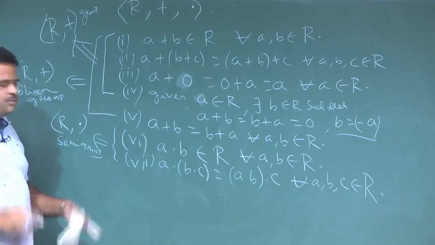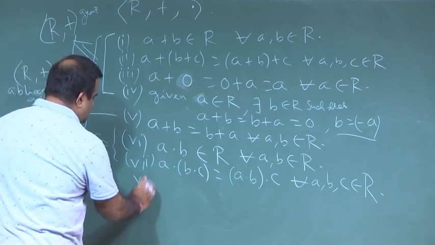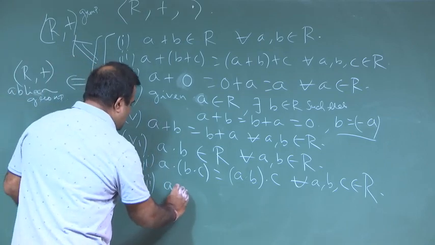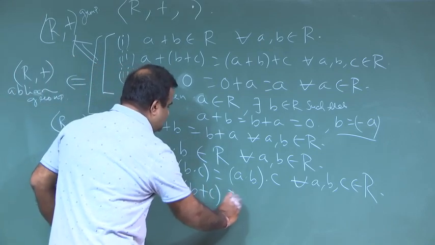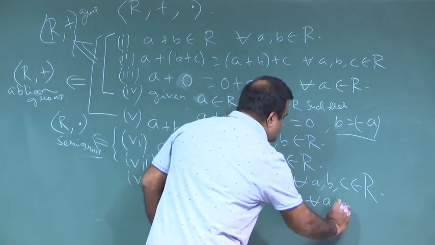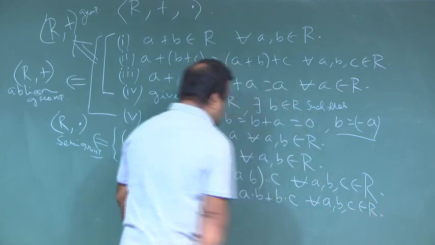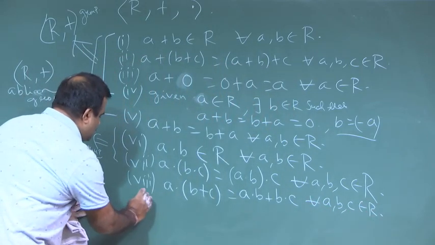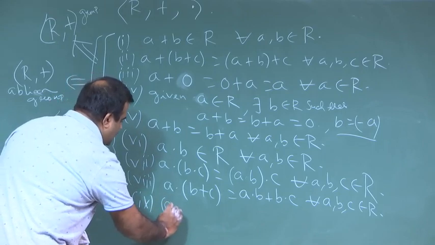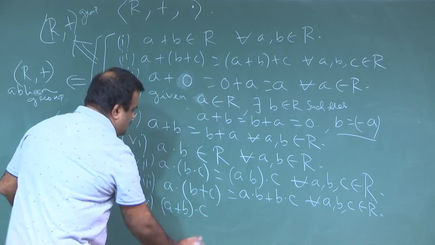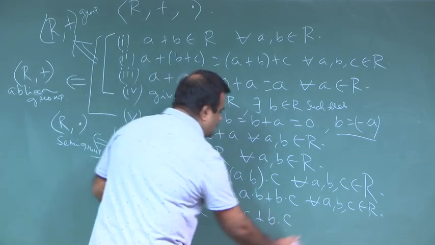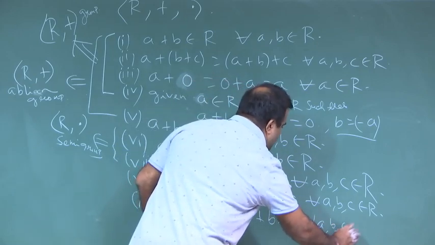And then we have the distributive laws. So, this is 8. The left distributive law is basically a dot (b plus c) is equal to a dot b plus a dot c, and this must be true for all a, b, c. This is the left distributive law, and the right distributive law is basically (a plus b) dot c is the same as a dot c plus b dot c. This is true for all a, b, c.